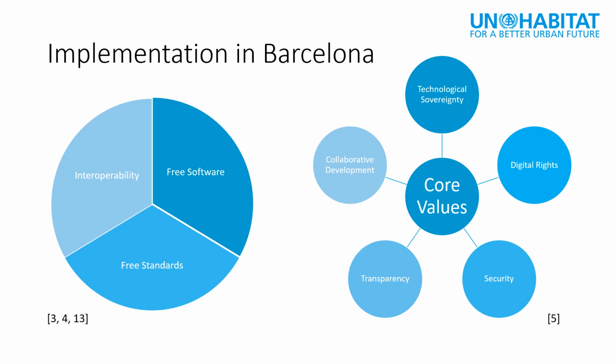Also, they set several core values for their approach to a smart city overall, and that also includes technological sovereignty, but also digital rights for citizens, a collaborative development, especially also transparency and security and privacy. And also another important aspect is that the hardware is under the control of the city, and it also runs the free software, which was one of the three principles.